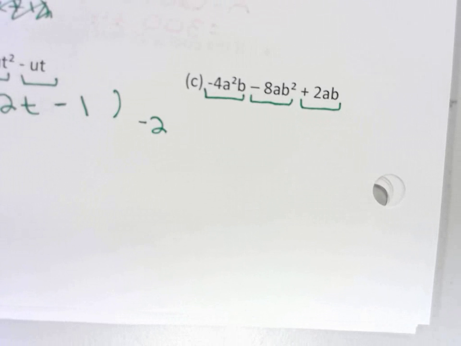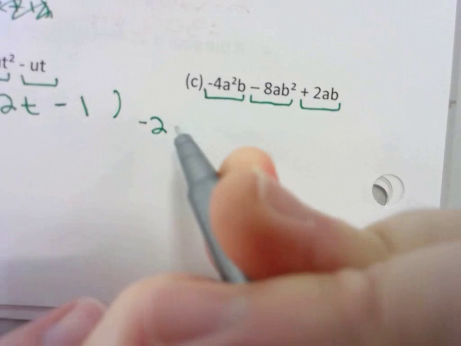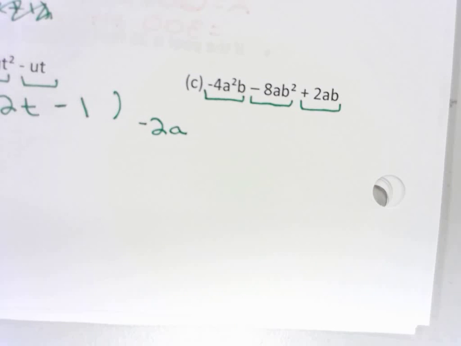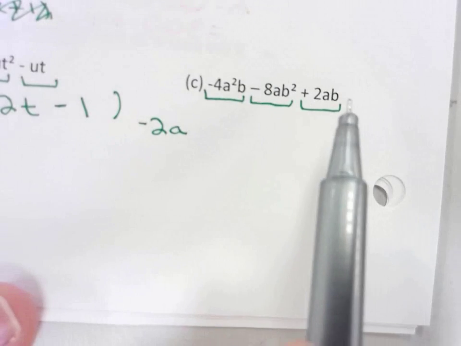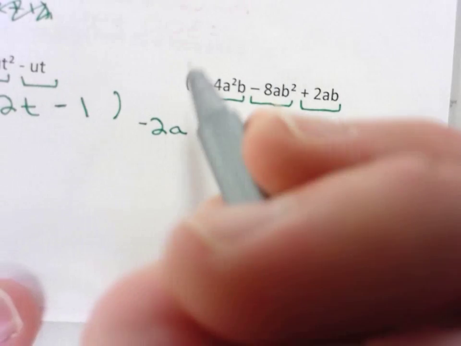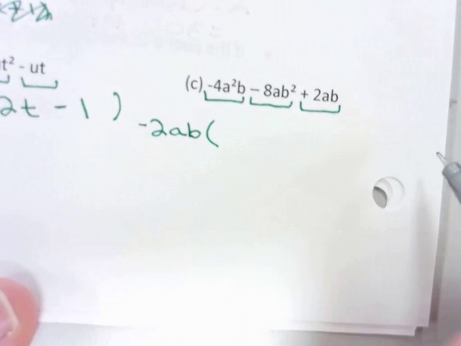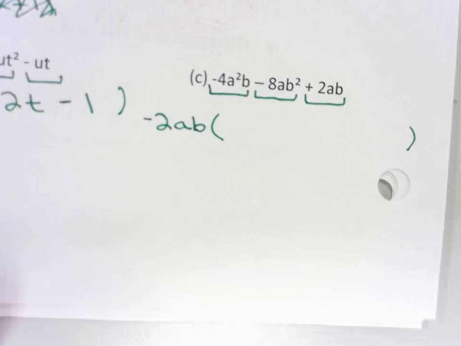Now I look at my variables. Let's look at my a. Do they all have an a? Yes. What is the lowest exponent with the a as I go through my terms? A to the first. So I'm going to take out a to the first. So this is the GCF, just like we did on the warm-ups. And then I look at my b's. They all have at least a b. What is the lowest exponent? B to the first. So my GCF is negative 2ab. That's no different than what we did on the warm-ups.